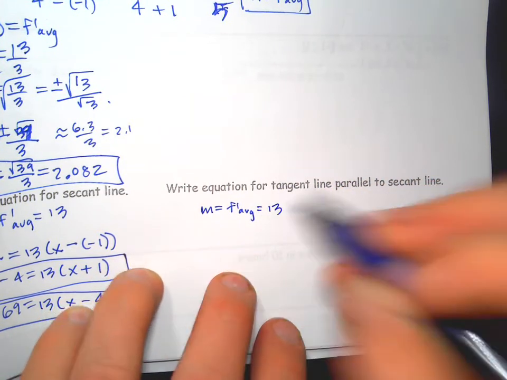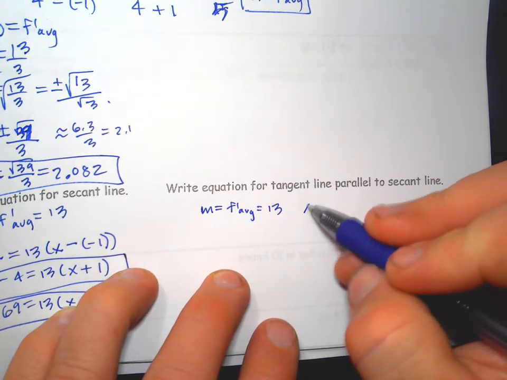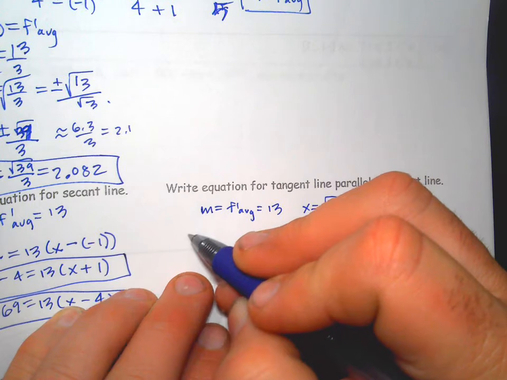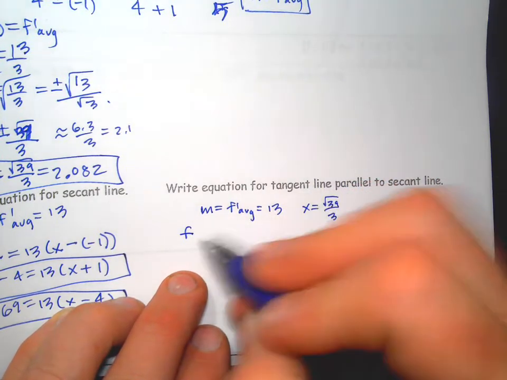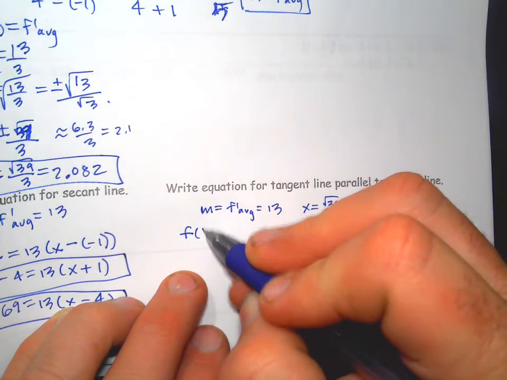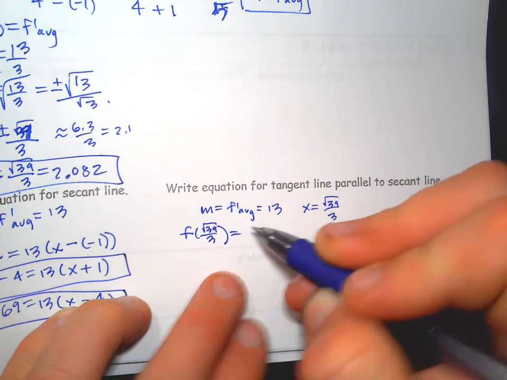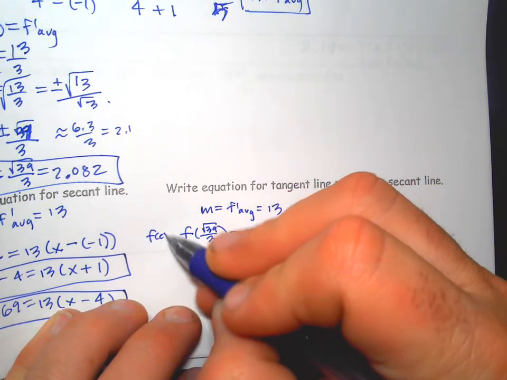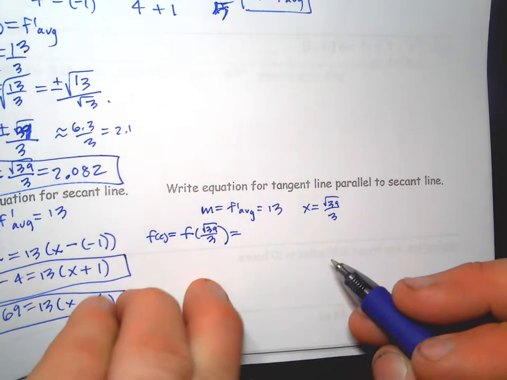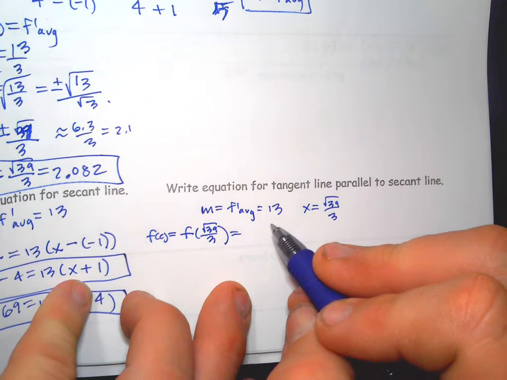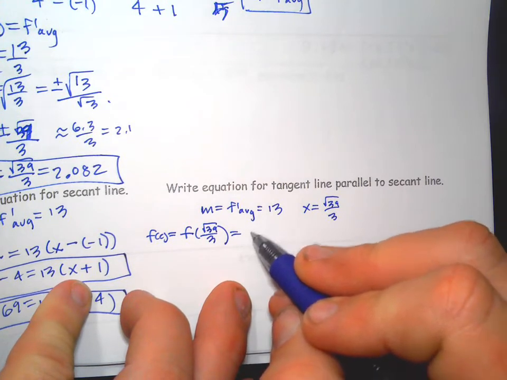Okay, but we need a point, and we have the x value. We have x equals square root of 39 over 3. So we have to find the y value. So we have to plug this in, and find the y value at that C value. You have to plug it back into the original equation.